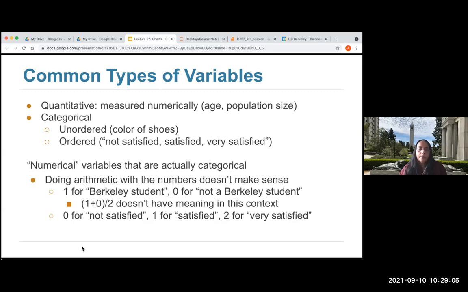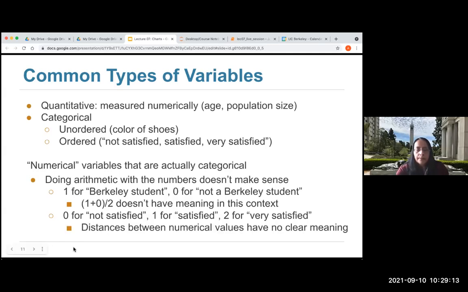Right, so in math, 1 minus 0 is the same as 2 minus 1. But it is not clear whether the difference between satisfied and very satisfied for one individual is the same as the distance between not satisfied and satisfied. And why don't we just take as an example the attempt to assign numerical grade points to letter grades. Right, so we've got this letter grade scale that goes up to A+, right? So what's the numerical value? What's the grade point for A+?